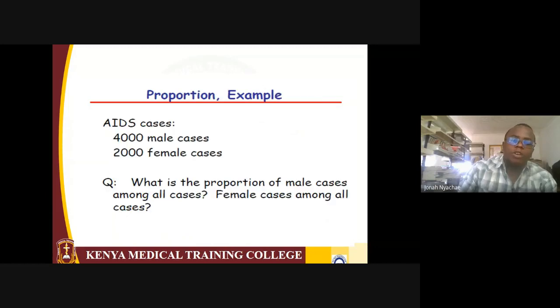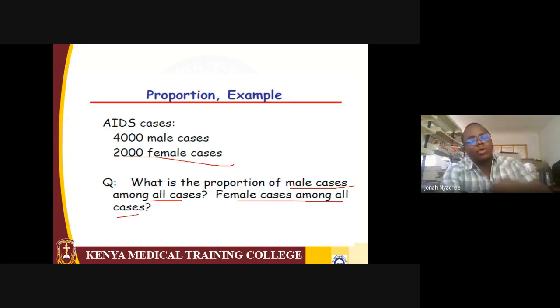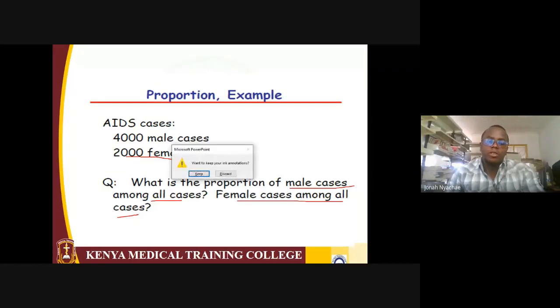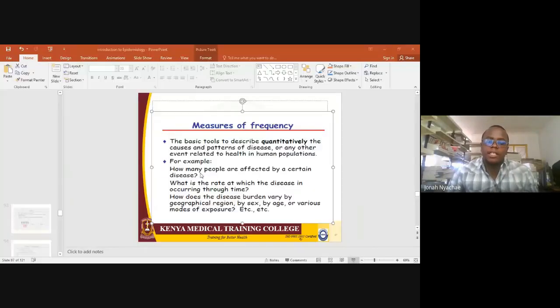For example, AIDS cases: we're talking about 4,000 male cases and 2,000 female cases. What is the proportion of male cases among all cases, and what is the proportion of female cases among all cases? I'd like you to do a quick calculation and tell me. I give you 2 minutes, and then I will ask someone to tell us, to see if you can calculate a proportion.